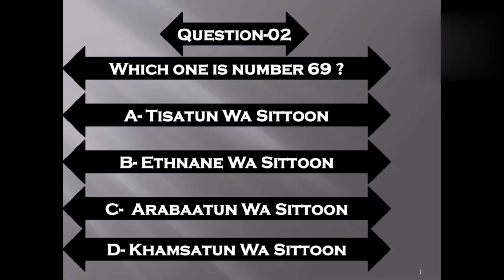Second question is, which one is number 69? Options are A. Tisatun wa Sittoon, B. Ithnani wa Sittoon, C. Arabaatun wa Sittoon, D. Khamsatun wa Sittoon.